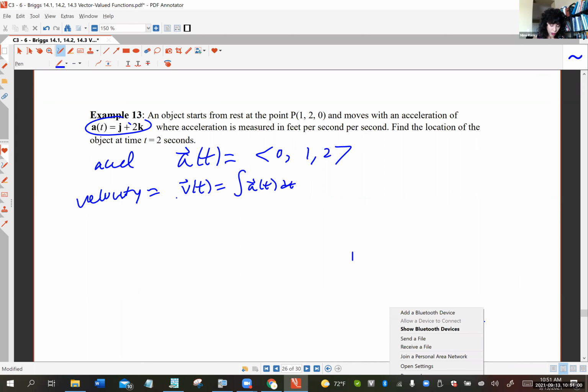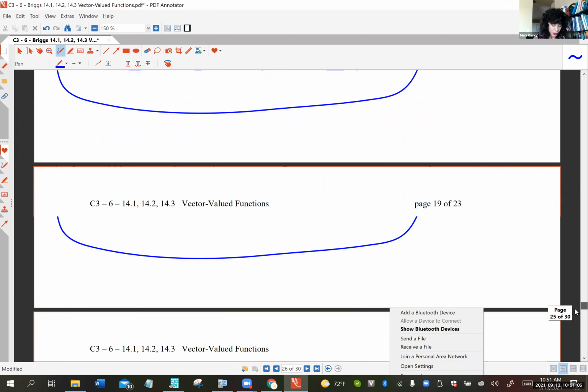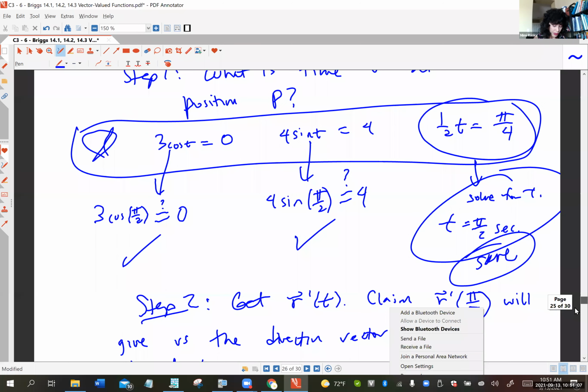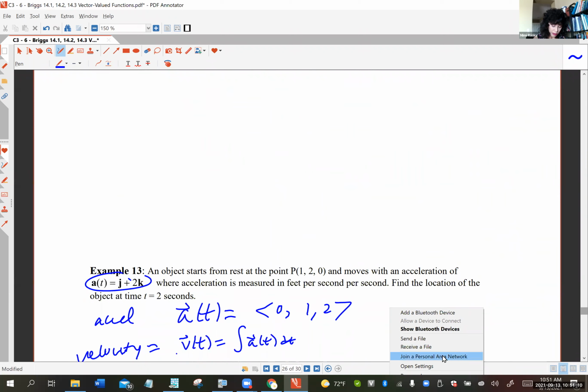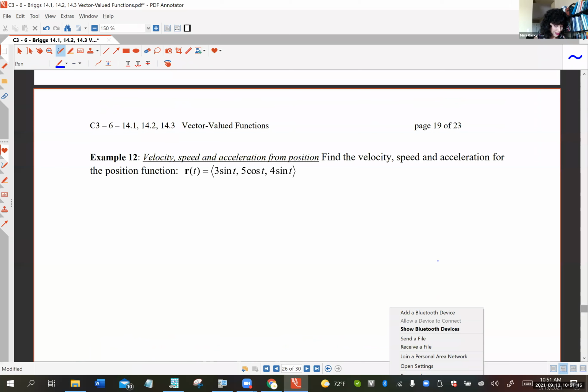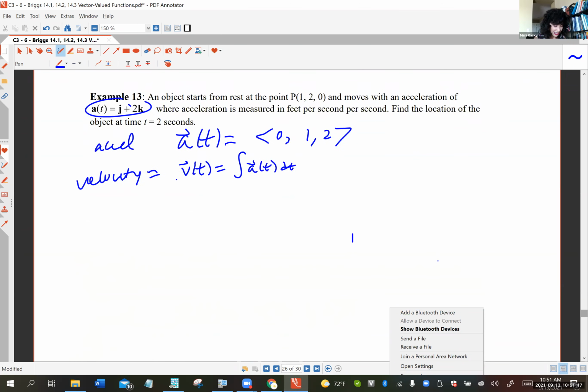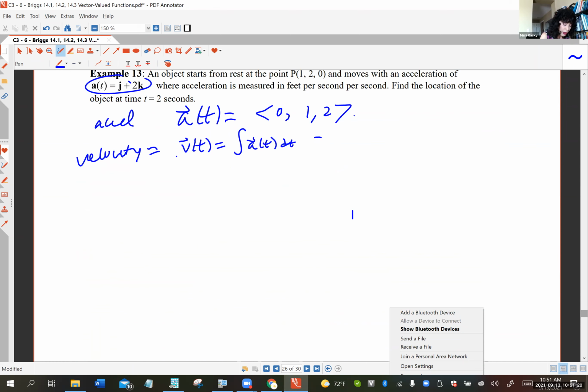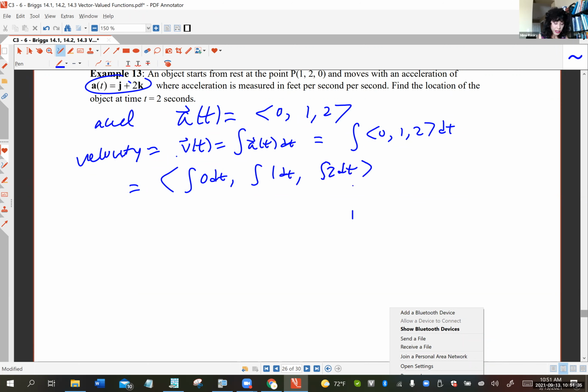I don't know why that won't go away. Sorry, I'm just trying to figure out how to get rid of, weird. I was just going to stay there. Okay, so I'm going to integrate 0, 1, 2 dt. So I'm going to integrate each of these separately. As you know from last week's material, I'm really just going to integrate each component separately.